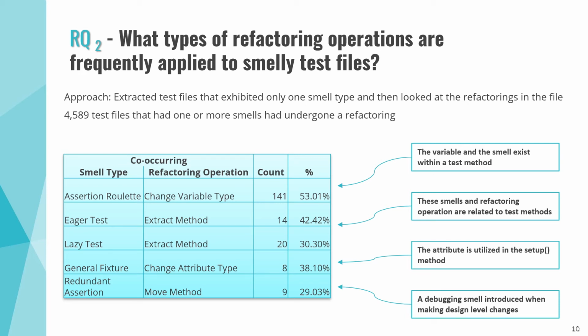You can also see a co-occurrence between general fixture and change attribute type. Developers should pay close attention to the attributes they are updating, as these may be used within a test fixture, that is a set of methods, and hence impact test methods.